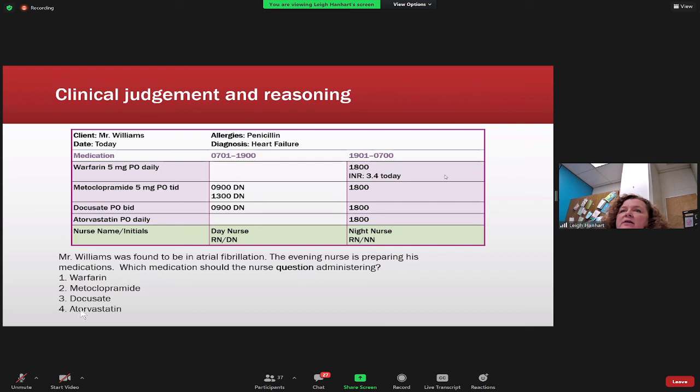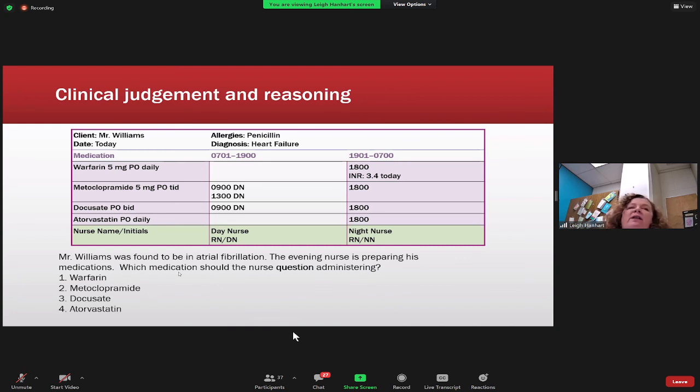Okay, good. It looks like everyone pretty much picked the correct answer here. So when you have these chart questions like this, okay, look at what it's asking you. So he's in AFib, the evening nurse. So what does AFib tell you? What should they be on if they're in AFib? Warfarin, heparin, anticoagulants. You should be on an anticoagulant, but say you didn't know that. Say you just didn't listen to this, you weren't interested.